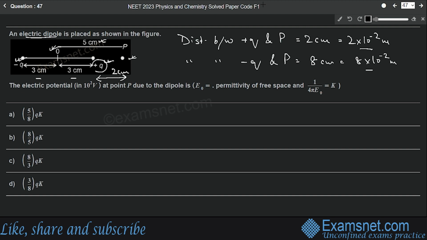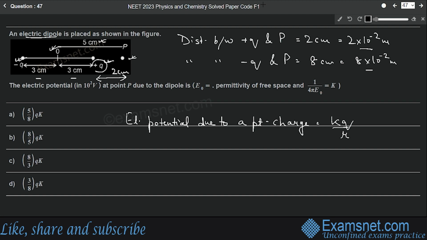Then we know that the electrostatic potential due to a point charge is given by kq by r, where r is the distance between the point charge and the point where we are finding the potential.